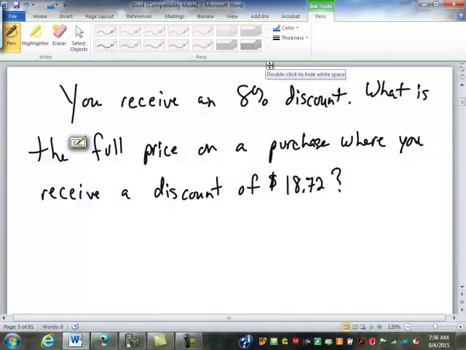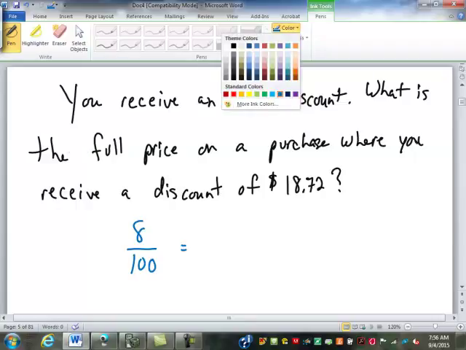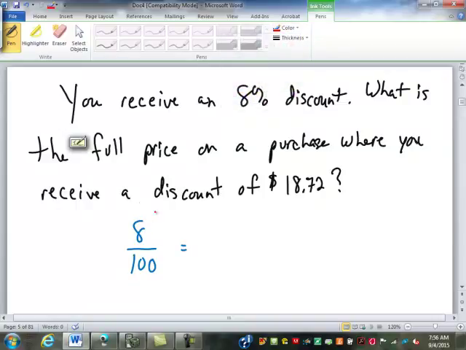Okay, so setting this up. We have the 8%, 8 out of 100. I'm just going to jot in here a quick little label. What does the 8% represent? The discount. 100 would represent full price. Now it's very important that we label even the 100. And it's tempting to just label the 8 as the discount and go from there. But I'm going to show you in my next example why that is so important.